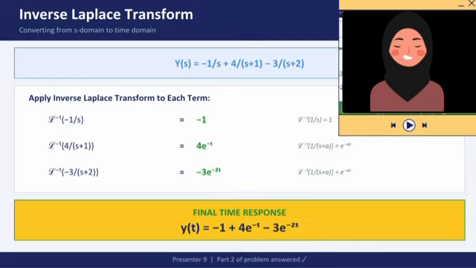When we add these three terms, we get our final time response solution to be -1 + 4e^(-t) - 3e^(-2t), which is the complete time domain response of the system to a unit step input. I will explain what each of these terms mean physically.